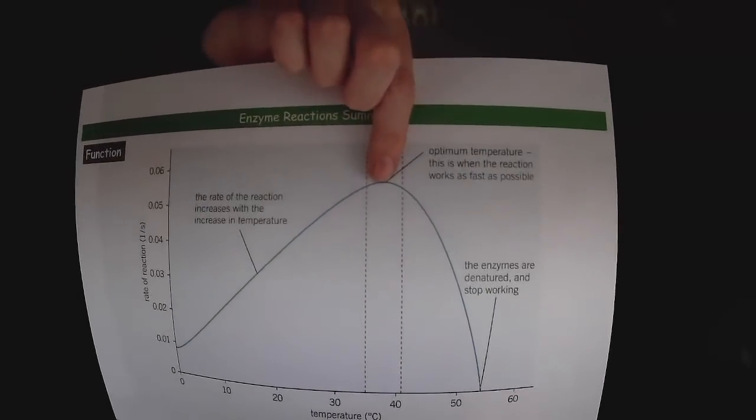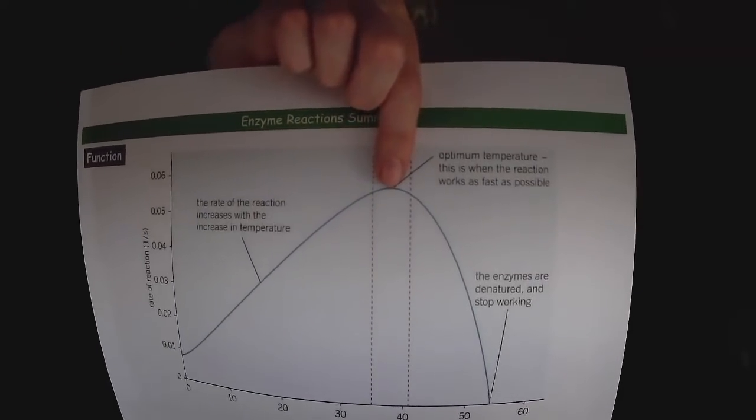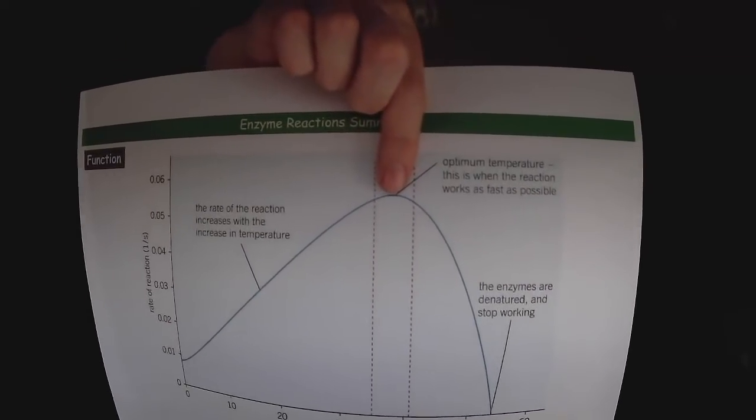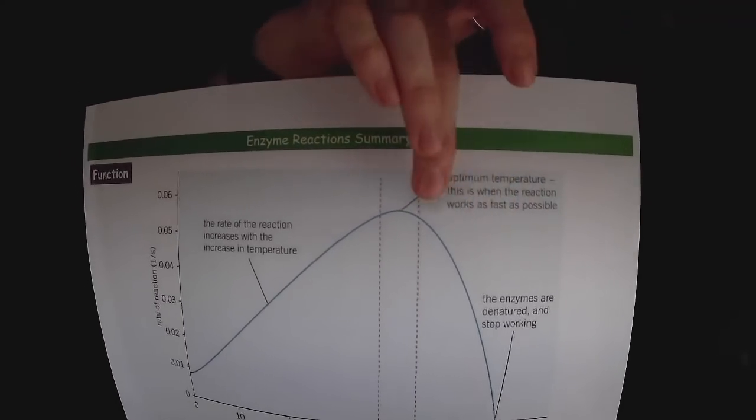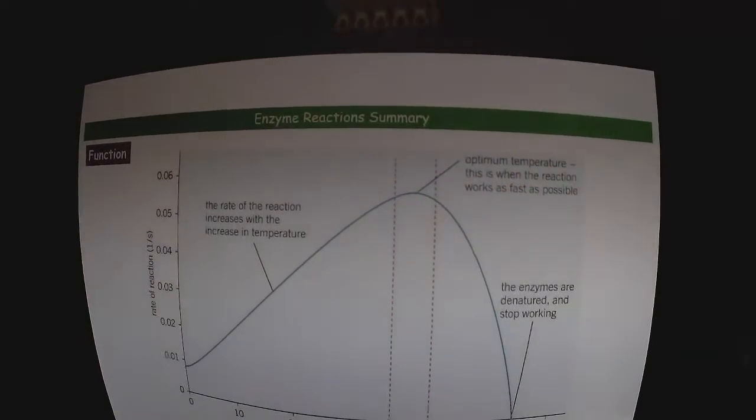Top of the graph, this little peak here, that is the optimum temperature. That's where the rate is the fastest. As we go beyond the optimum and keep heating it up, we are going to then denature the enzyme. And by denature, what we mean is we're actually going to change the shape of the active site. So if we change the shape of the active site, the substrate can no longer bind, therefore it just doesn't work.